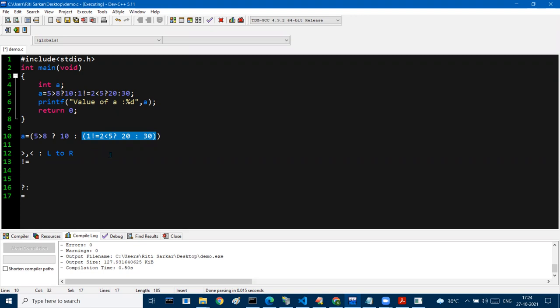Now in expression 3, again we are having a conditional operator, where this particular part is expression 1. This is expression 2. This is expression 3. Now while evaluating this expression 1, observe carefully guys, not equal to is there, less than is there. Who is having high precedence? Less than is having high precedence.